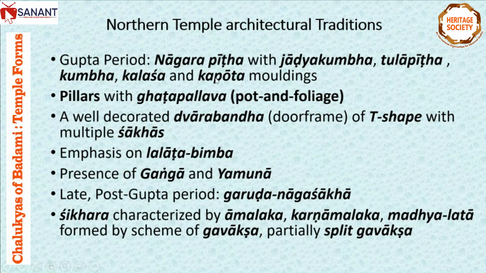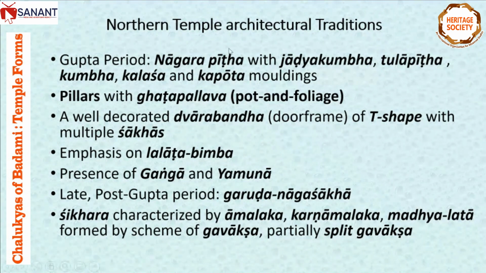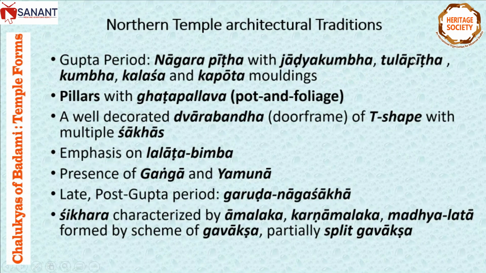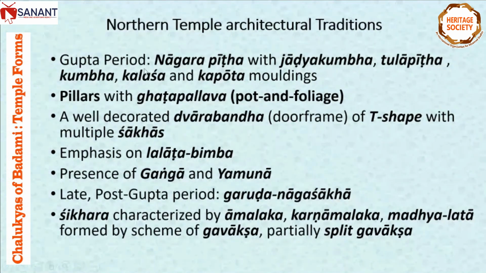For the Gupta period, for example, you have the Nagara Pitha, or the basement of the northern order, which consists of a Jadya Kumbha as the lowest element, a Tula Pitha. I will show you these parts with illustrations. Tula Pitha, a Kumbha, a Kalasha, a Kapota. All these moldings are there in the Nagara Pitha. And this Kalasha part is particularly important. It has just the form of a real pot, and that distinguishes, of course, the Nagara Pitha from the Dravida Pitha, that I should mention here.